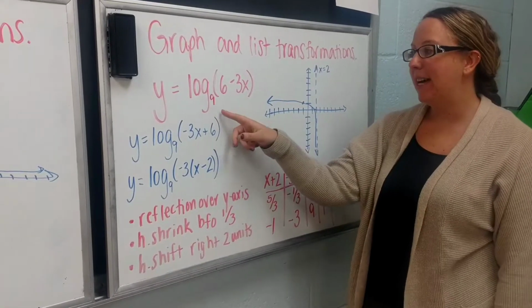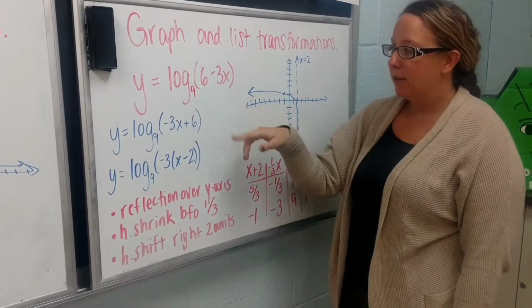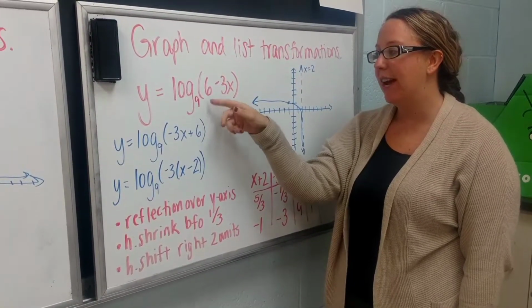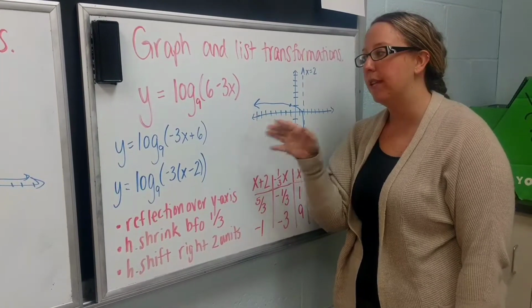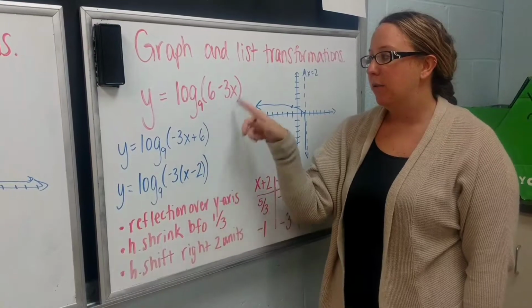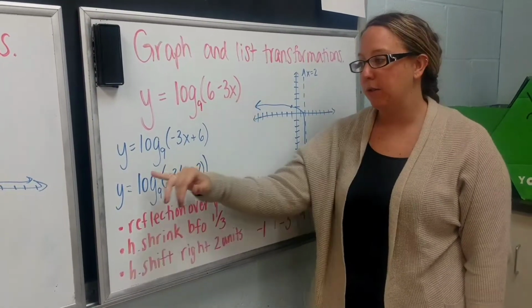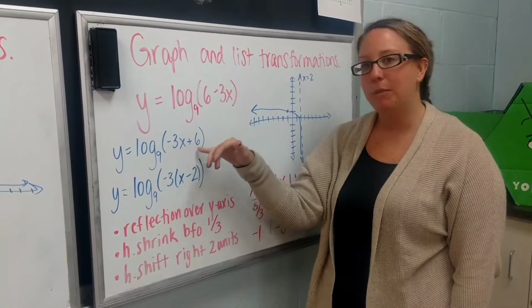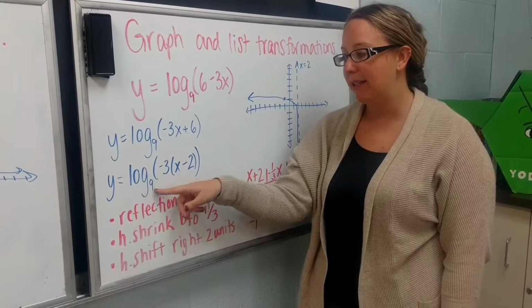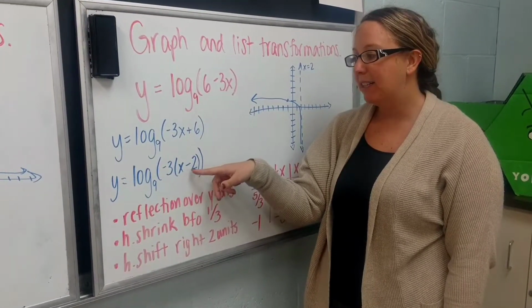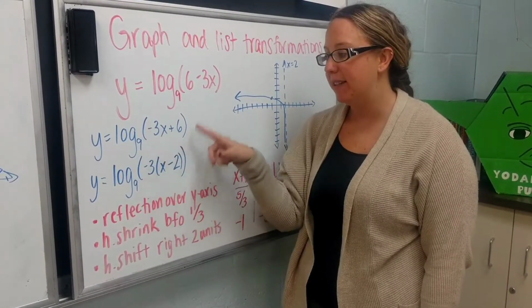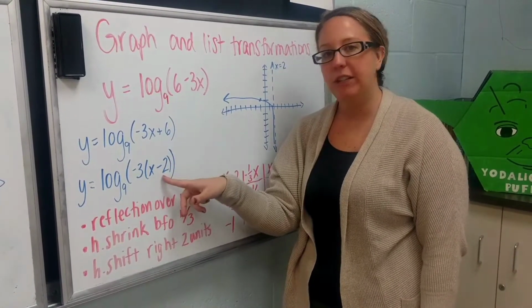Here, I have log base 9 of 6 minus 3x. So the first thing I want to do is get this organized so that I know what my transformations are, because right now 6 minus 3x is a little bit confusing. So I want to factor the -3 out. The first thing I'm going to do is rewrite it by switching these two. So I have log base 9 of -3x plus 6, and then I factor the -3 out. So now I have log base 9 of -3 times (x minus 2). This becomes -2 because if I factor -3 from 6, I'm dividing 6 by -3, which leaves me with -2.